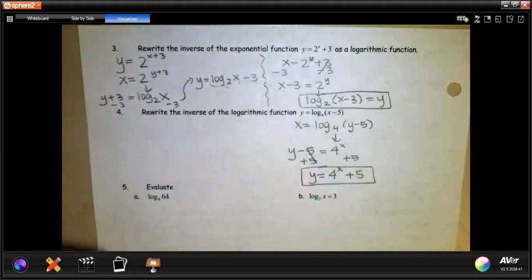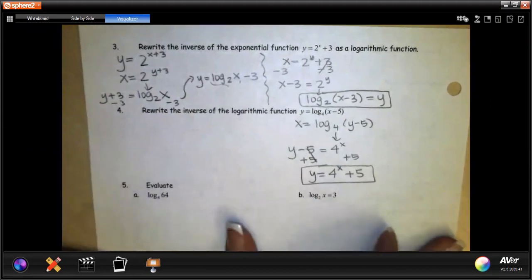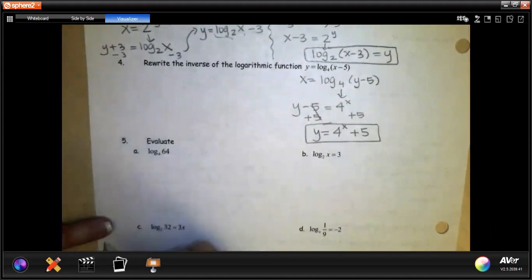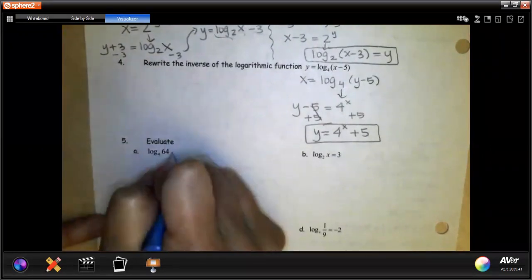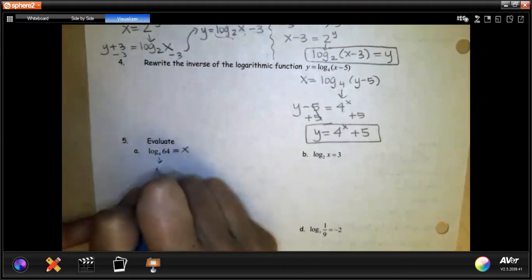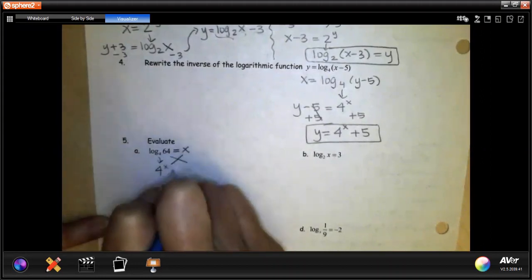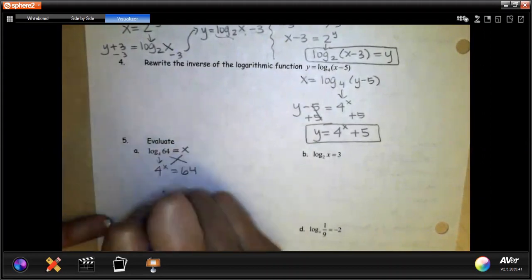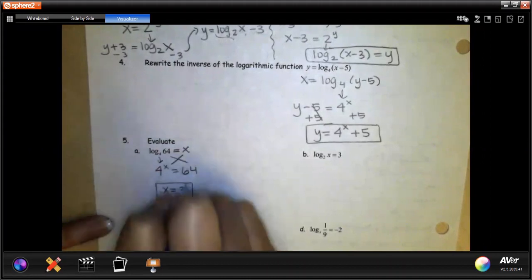As we practice evaluating some of these, we will do some on the calculator and we'll do some without the calculator. You should be able to do both. If there's something like this, log base 4 of 64, in order to evaluate this one, we can set it equal to x since that's the unknown value. And then I can change it using the definition to be 4 to the x equals 64. Well, 4 to the third power gives us 64, so we know x is 3.